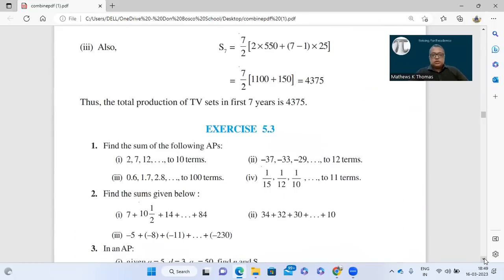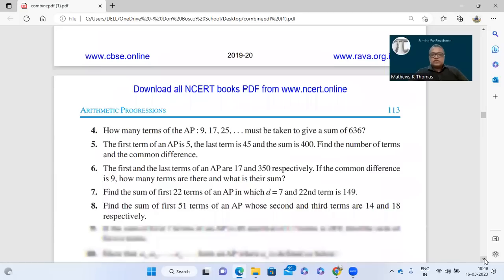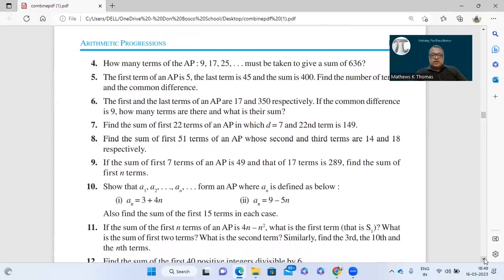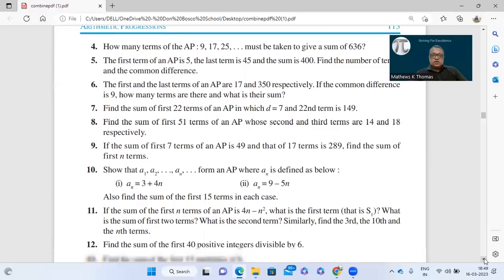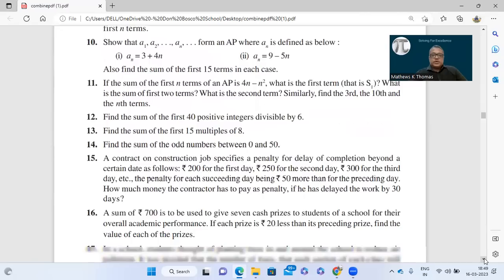They're important. And in the exercise, if you look at this exercise here, question number 4 is very important, because here it's a combination question of AP and quadratic. You are going to get a quadratic when you solve this. Question number 10 is important. Question number 9 is important. 9 and 10 are very important questions. And 11 also. 9, 10, 11. Kindly go through these important questions.